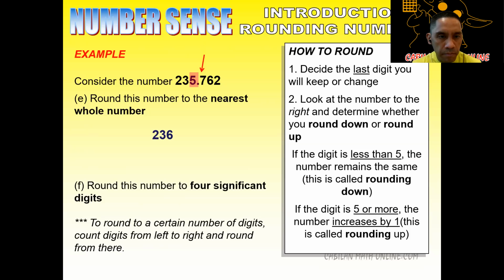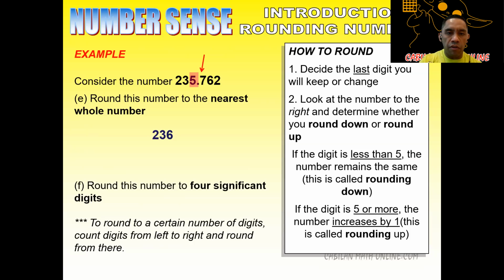All right, so for part F, it says round this number to 4 significant digits. And this is just an important highlight here: to round to a certain number of digits, we have to count the digits from the left to the right, okay, and then from there round.